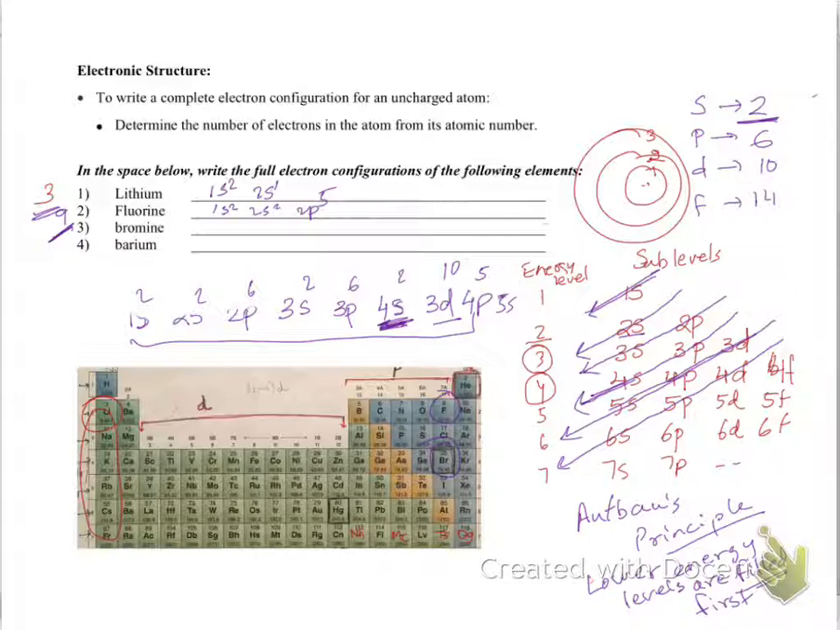Now, truly speaking, class, you're gonna try barium. I'm gonna pause it. You're gonna try barium, and then I'm going to write it down, and then you can see the answer. And here is your electronic configuration for barium.